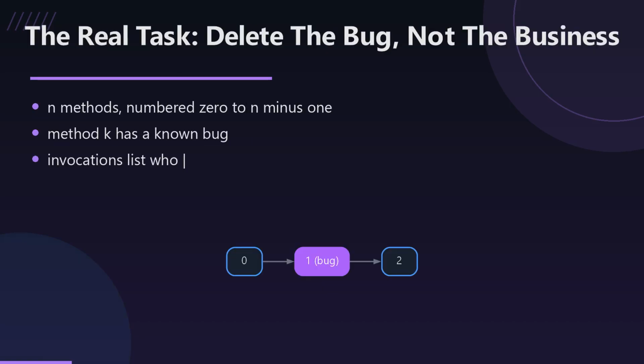We've got n methods and method k is the one with the bug. The invocations list tells us who calls who. A pair A-B means method A calls method B. Our job is figuring out which methods have to go and which are safe.